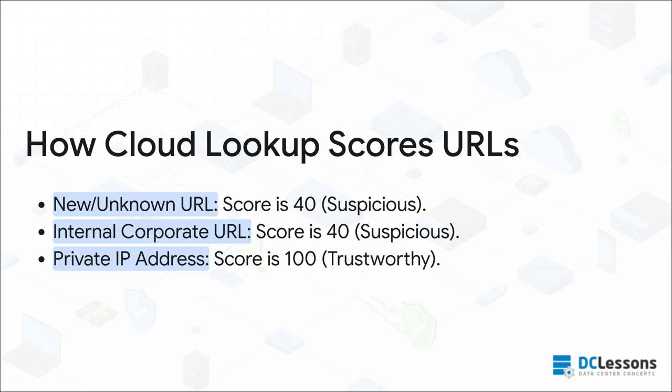If the cloud sees a brand new URL it has never seen before, it assigns it a reputation score of 40, which automatically puts it in the suspicious category. This makes sure that unknown sites are treated carefully. Interestingly, though, it totally trusts internal private IP addresses, giving them a perfect score of 100, while treating those weird, non-routable domain names with that same suspicious score of 40.